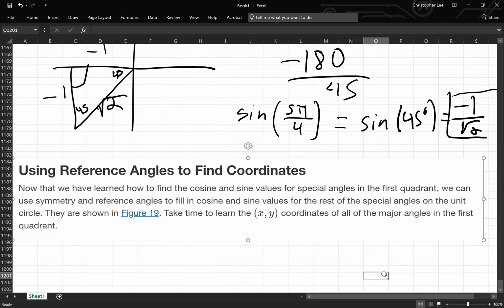All right, using reference angles to find coordinates. Now that we have learned how to find the cosine and sine values for special angles in the first quadrant, we can use symmetry and reference angles to fill in the cosine and sine values for the rest of the special angles on the unit circle, right? And they are shown below. Take time to learn the x coordinates and all major angles in the first quadrant.